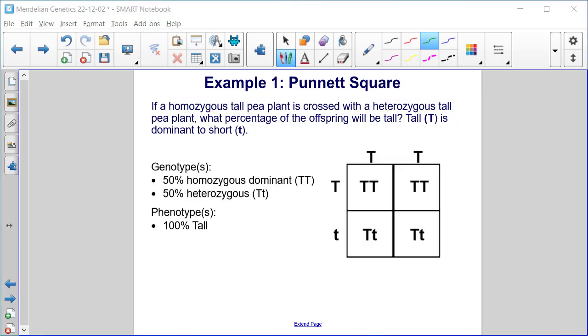This slide is a summary of the work we did on the previous slide, where we showed that in answer to this question, what percentage of the offspring will be tall? All 100 of them will be tall.